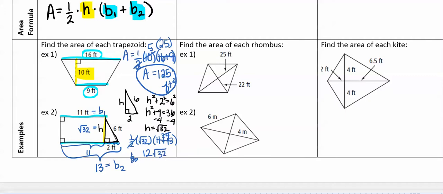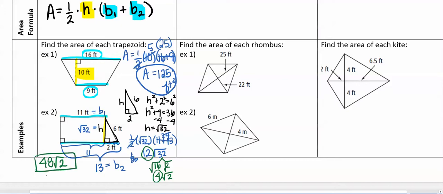Okay, and then you may remember from a couple of chapters ago we learned how to simplify a square root. This is 16 times 2. The square root of 16 is 4. So the square root of 32 is actually 4 square root of 2. And then that 4 would multiply times the 12. And so we get a final answer of 48 radical 2.